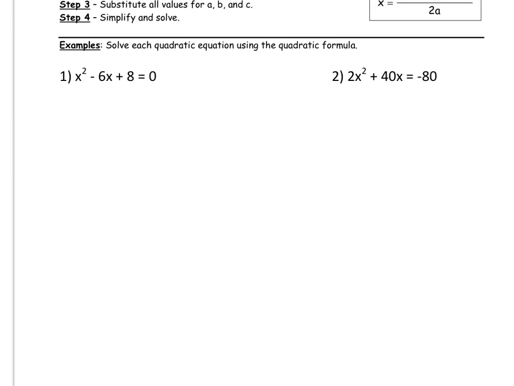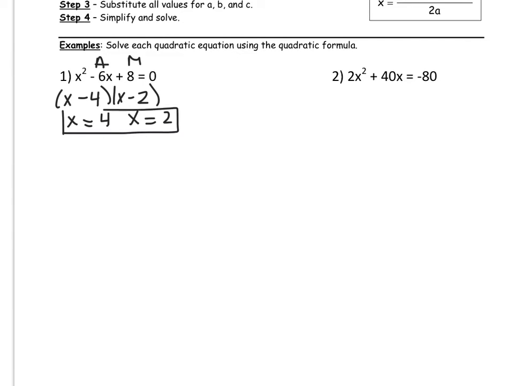Now, I believe this first example can actually be factored, so let's just see what the answers are supposed to be if we use the quadratic formula. So we add, multiply, and I think this should give you x minus 4, x minus 2. So our answers should be positive 4 and positive 2. Now, I know you can factor this, and many people would choose to use that method, but the directions here are saying using the quadratic formula.